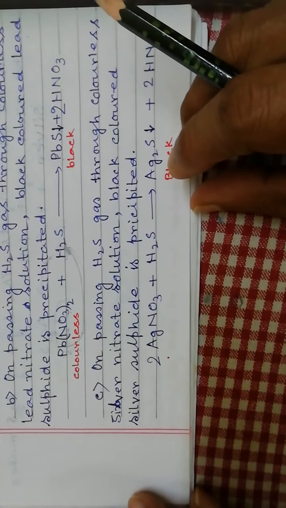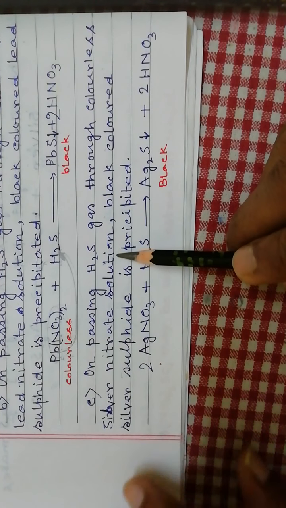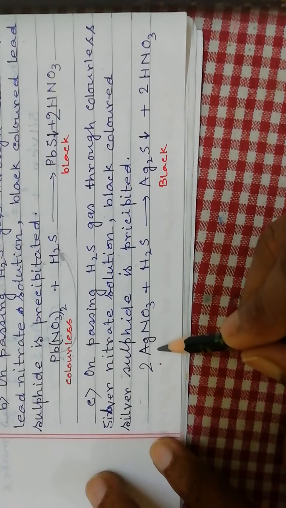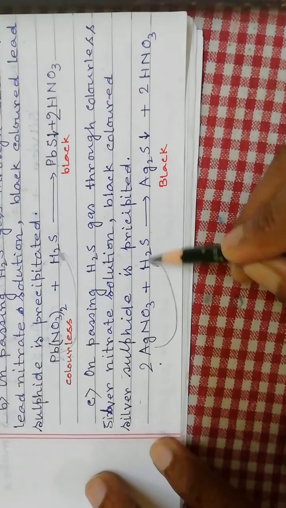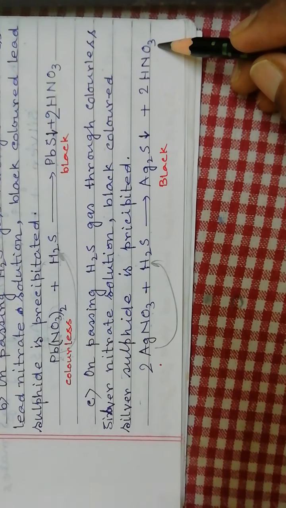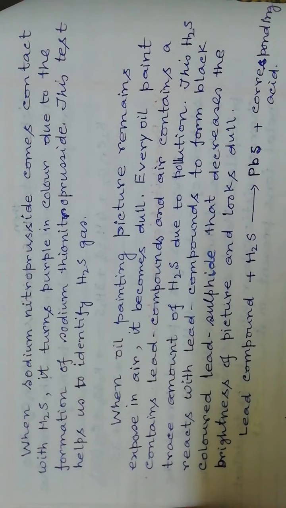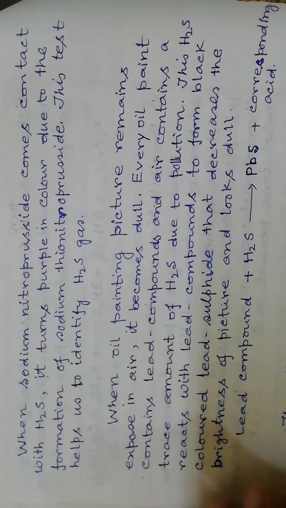Now the next is passing H2S gas through colorless silver nitrate solution. Here also black silver sulphide is precipitated. Here the Ag displaces the 2 hydrogen and forms Ag2S, and the displaced hydrogen and NO3 together form HNO3. So when H2S is passed through a metallic salt solution, it forms a metallic sulphide, and the color of this metallic sulphide helps us to detect which metal is present there.